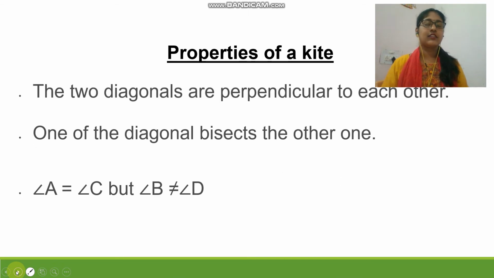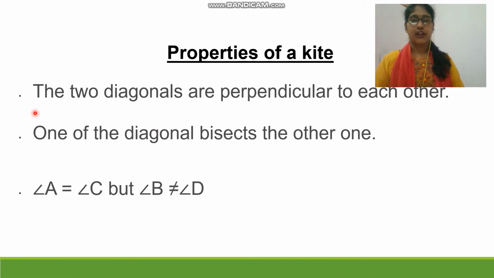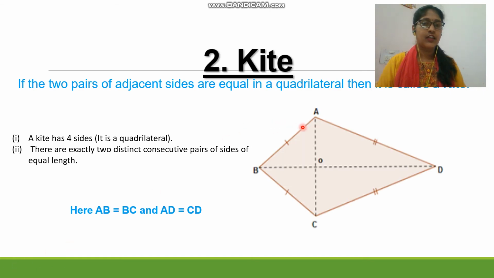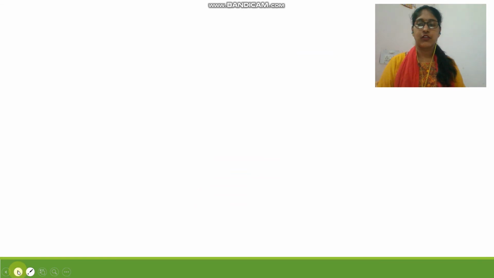Now we understand the properties of a kite. In a kite, the diagonals are perpendicular to each other. It means they intersect at 90 degrees. One of the diagonals bisects the other one. So both diagonals do not bisect each other; only one diagonal bisects the other. And the last property of a kite is that angle A is equal to angle C. In this figure, angle A is equal to angle C, but angle B is not equal to angle D. Now we move to our next type.